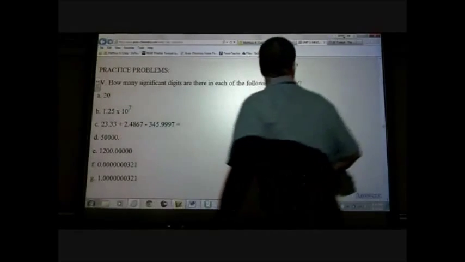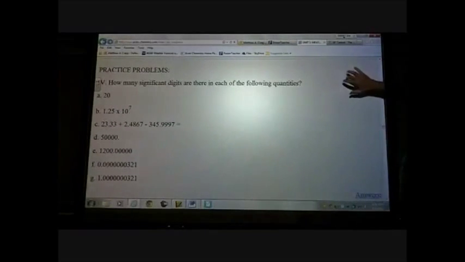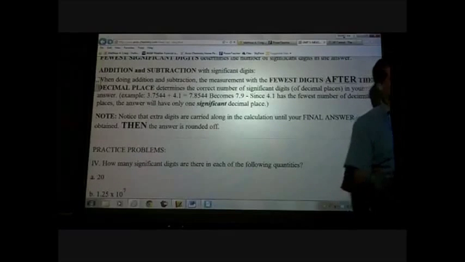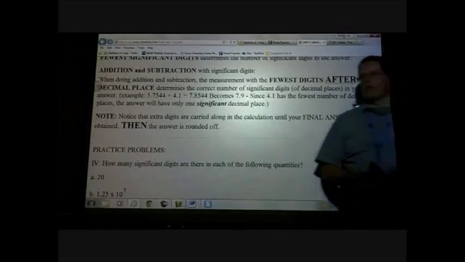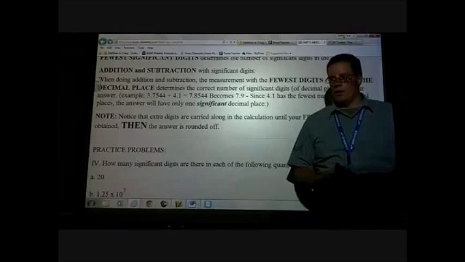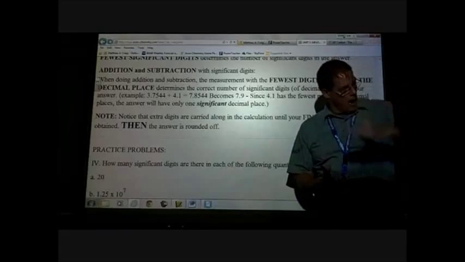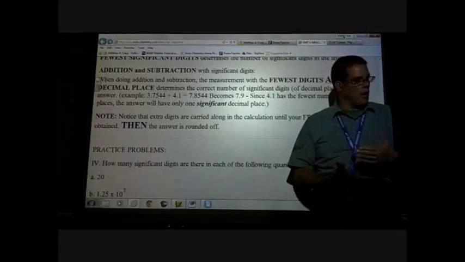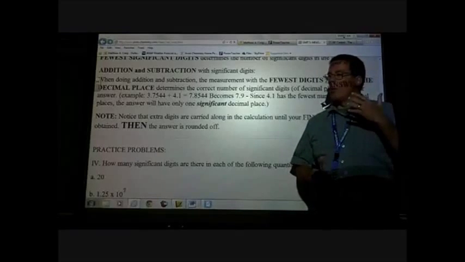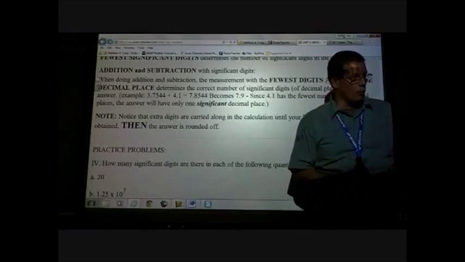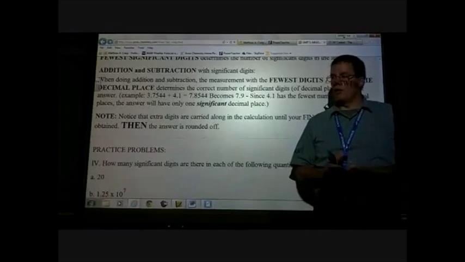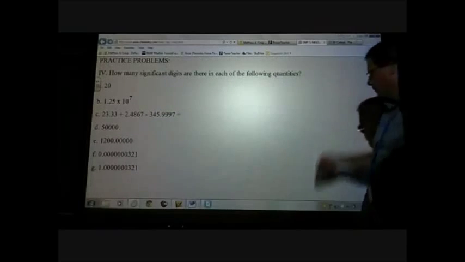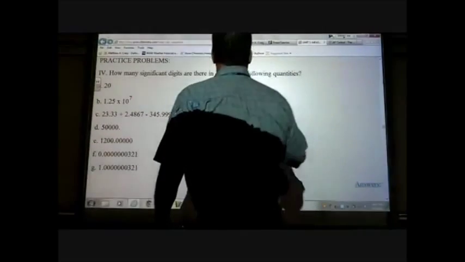All right, so let's look at adding and subtracting, since I said that. All right, when you add and subtract, and you're concerned about significant figures, you do the math, you add them all up, or subtract them, and you want to look for the number with the least number of decimal places. So it's all about decimal places when you add and subtract. And that's how many decimal places your final answer will have.